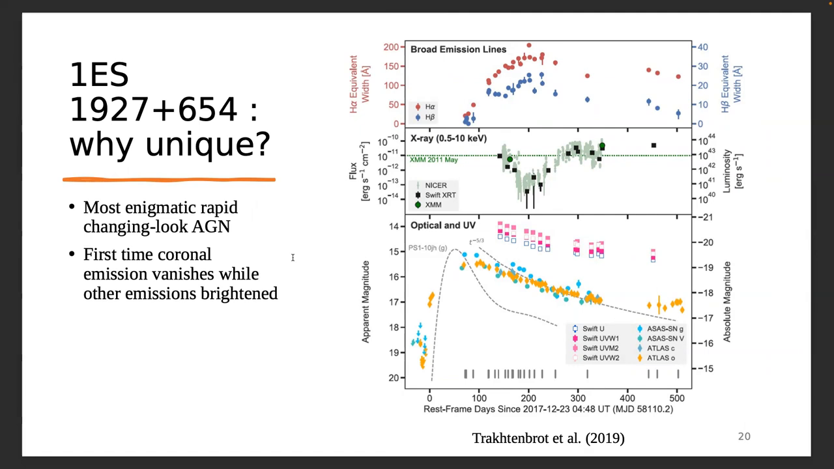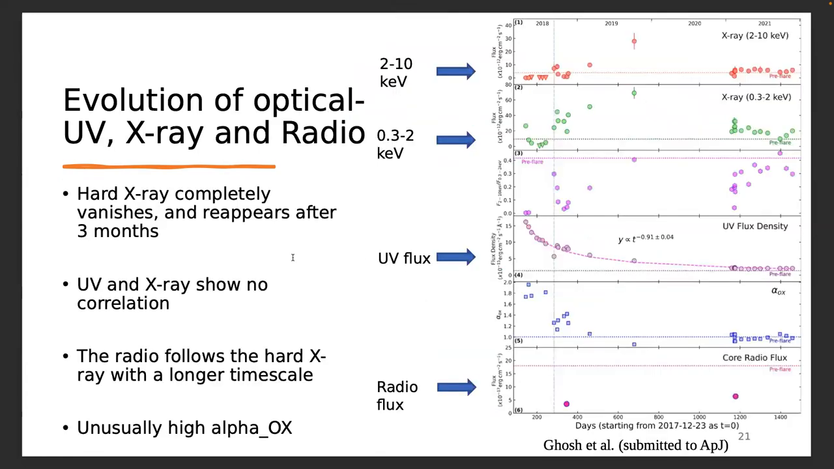But the interesting thing is that for a tidal disruption event, we don't expect the corona to completely vanish, or the power-law continuum to be completely gone. This doesn't happen, or never happened, in any changing-look AGN. But in the last year, we followed this up with optical, UV, radio, and X-ray. And we see something like this.